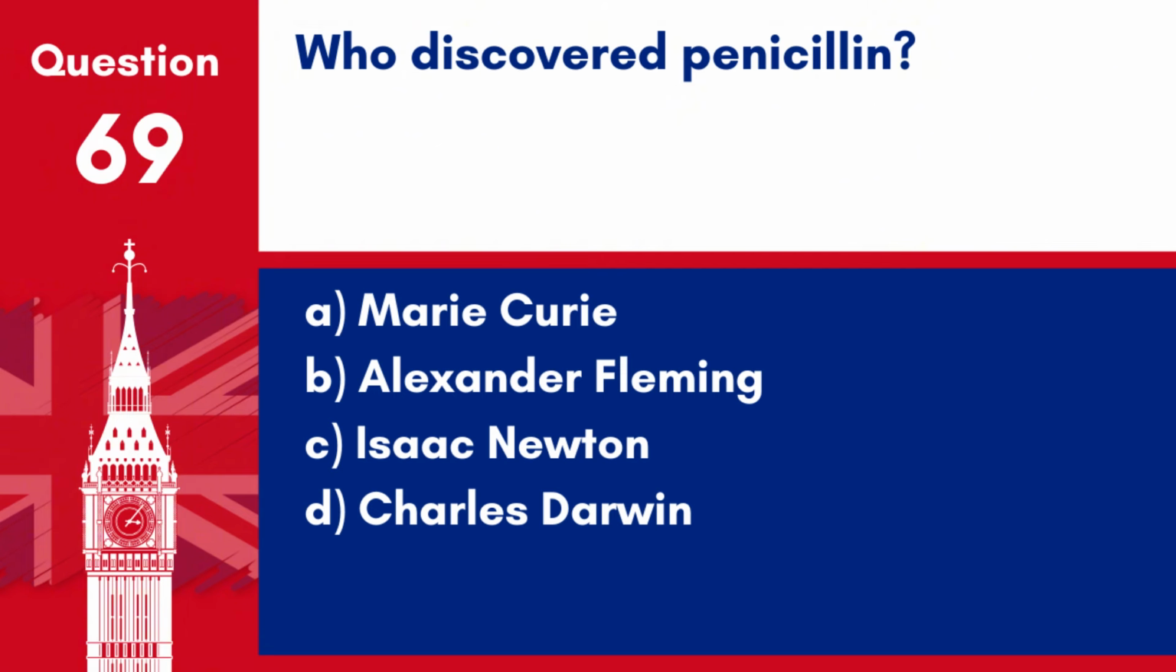Question 69. Who discovered penicillin? A. Marie Curie. B. Alexander Fleming. C. Isaac Newton. D. Charles Darwin. Answer: B. Alexander Fleming. Fleming discovered penicillin in 1928, which led to the development of antibiotics.